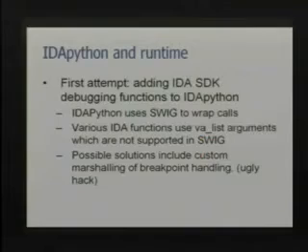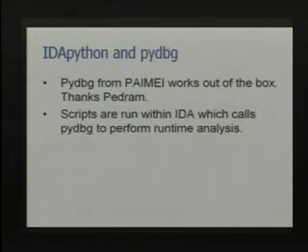The other solution was some kind of custom marshalling of breakpoint handling, and that just started getting too ugly really fast. So I looked for another solution, and I used PyDbg. PyDbg comes with PaiMei. Pedram wrote it. It works really well. Works right out of the box. It does a lot of the things you'd want to do for running a debugger, and it's all there. The code I'm going to show that looks at vtables is very short because the libraries I'm using take care of a lot of stuff.